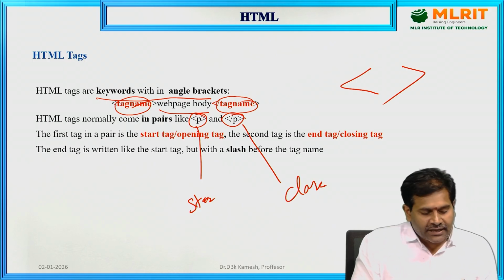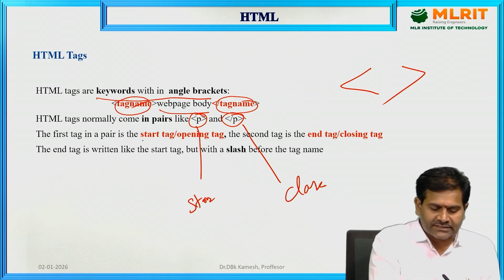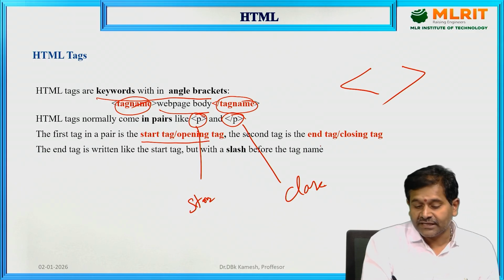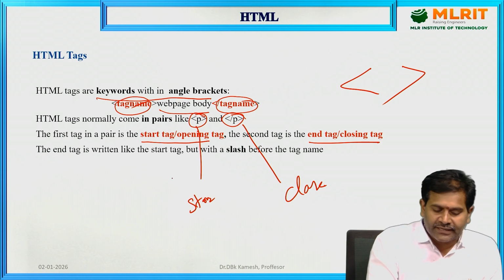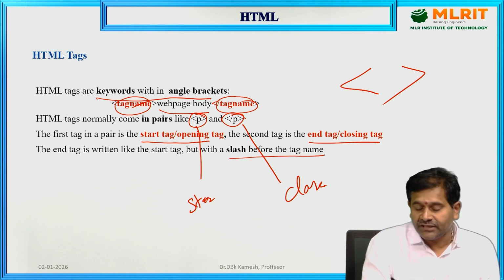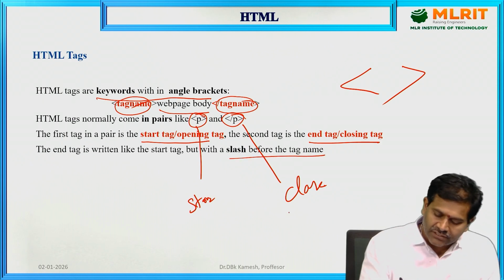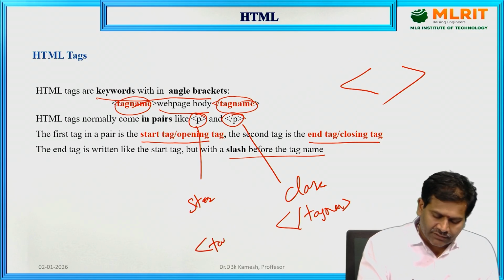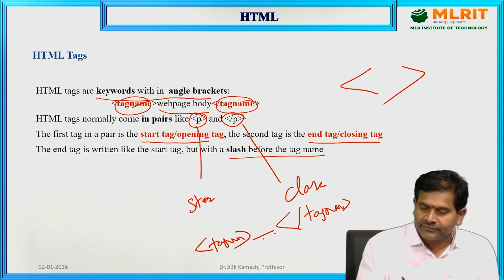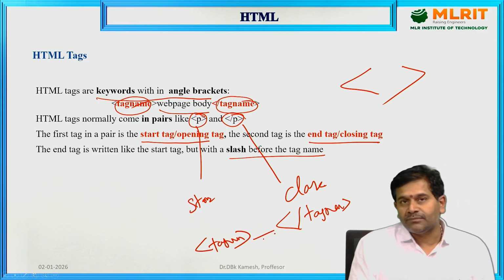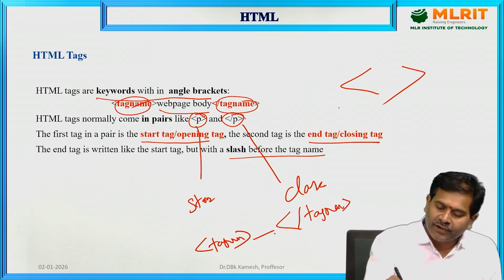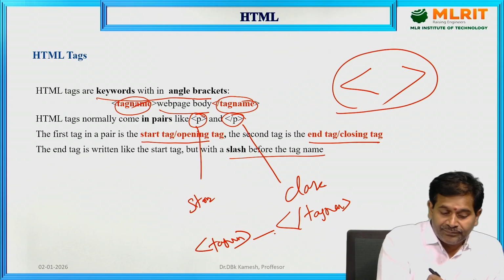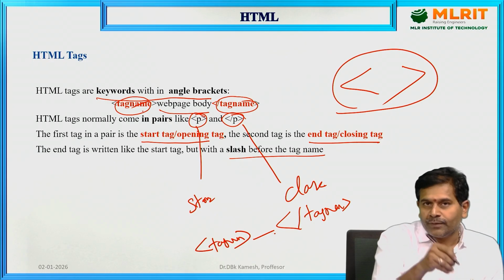The first tag in a pair is the start tag or opening tag, the second is the end tag, that is called the close tag. The end tag is written like a start tag but with a slash before the tag name. In the closing you must use a slash followed by the tag name. Whatever tag name you have given, the same tag name we repeat. This is called HTML tags. This is called angle brackets, right? So these must be opened and closed.